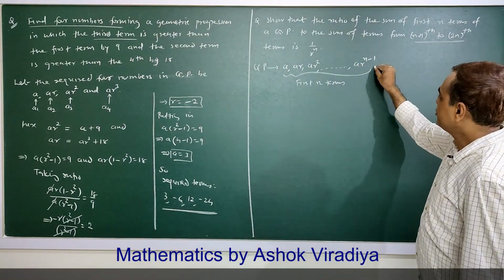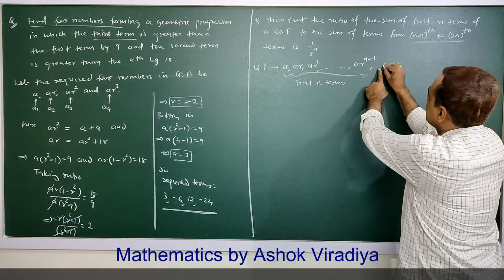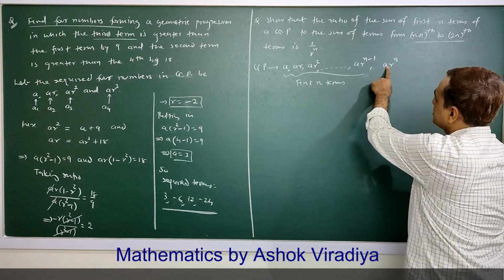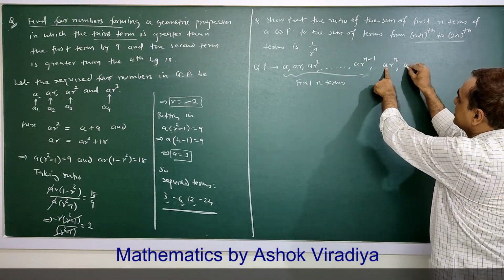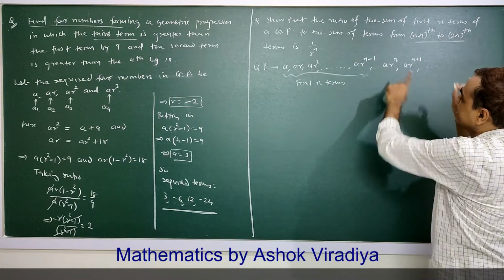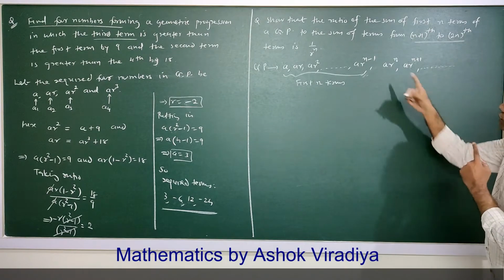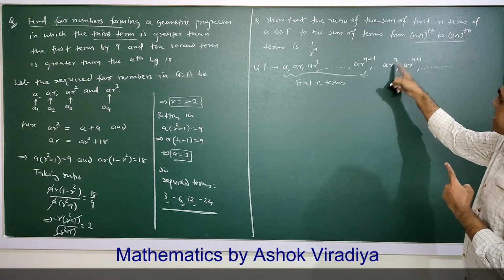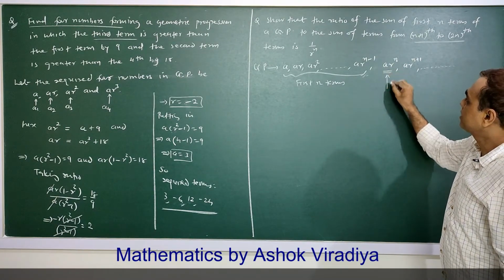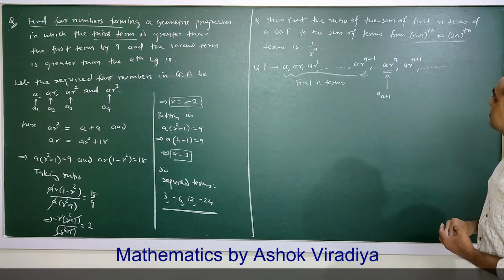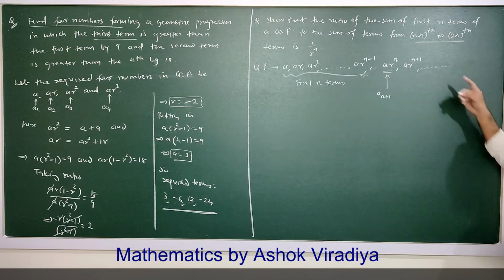Now continuing this progression, the next term in this sequence will be AR raised to n. See, the power of r is increased by 1. So AR raised to n plus 1. Continuing this, this can be continued. So what is the order of this term? It is the n plus 1th term. We want to observe it till the 2nth term. So what will be the 2nth term?